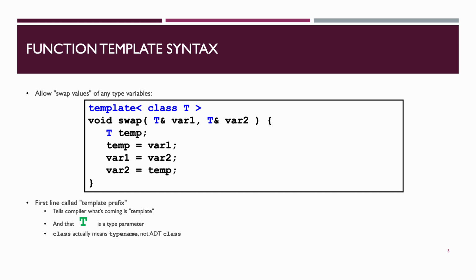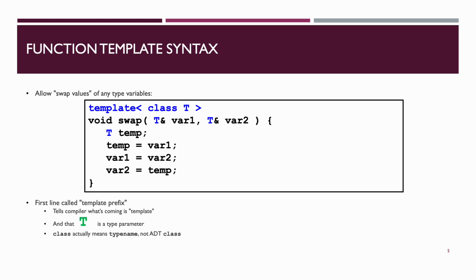Here's how we can generalize the swap function to work with any data type using a function template. If you see, we write template, then class T, and then the function swap. So here we have a template prefix. The first line, template class T, tells the compiler that this is a template. The T class is a type parameter, meaning it can be replaced with any data type when the function is called.